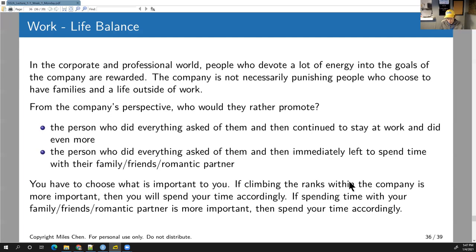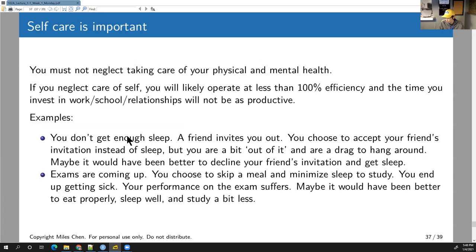And so you have to choose what's important to you, right? If climbing the ranks within the company is a lot more important, then spend your time accordingly. On the other hand, if spending time with your friends and family is more important, spend your time accordingly. There are natural consequences. You spend all your time at work, then your relationships with friends and family are going to naturally suffer. If you spend more time with friends and family, then you might not get promoted as fast as the person who spent all their time at work. And that's just how it goes. It's not that people are vindictive. I mean, some people are, but generally it's just the more time you put in, the more you're going to get out, okay?